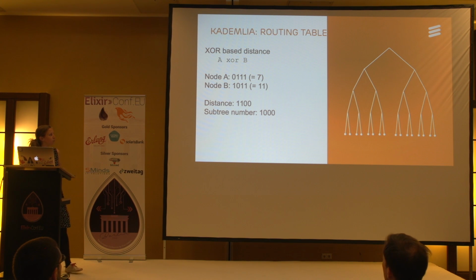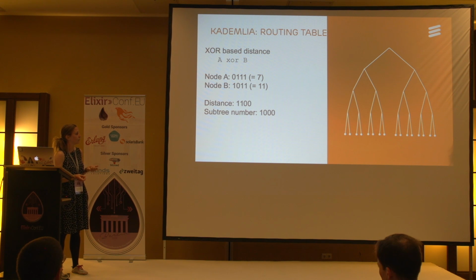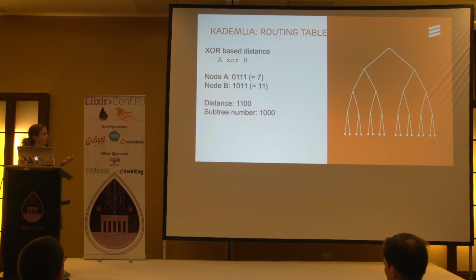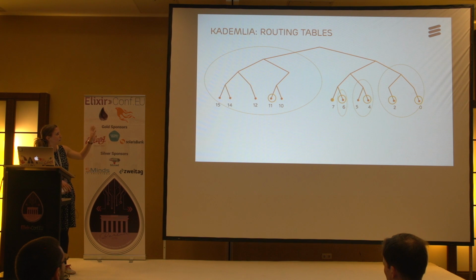And to determine which subtree you'll find the node in, or the key, or whatever you're trying to look up, you can mask out the most significant one from the distance. In this case, we'll get 1000, which shows us that there are no common prefixes. So node B would be in subtree 8 for node A, and node A would be in subtree 8 for node B as well. So we can see here that node 11 is in the subtree furthest away from 7, just as we calculated.